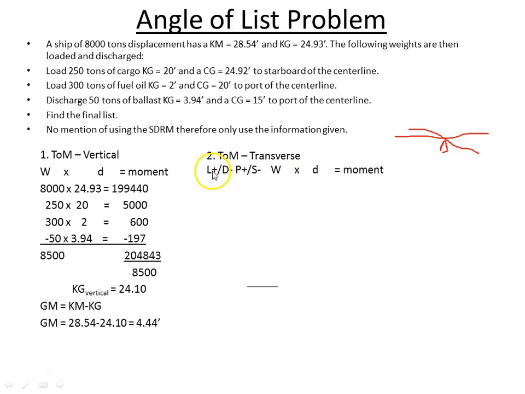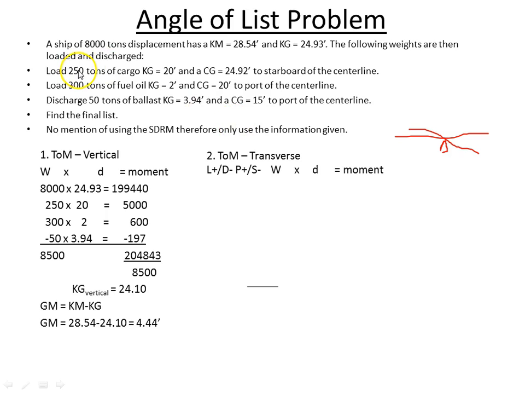If we load something, we're going to say that we have added weight. If we discharge something, we're going to say that we're subtracting weight. Now, we're also going to have to keep track of whether it's on the port side or the starboard side. There is a convention used in the United States: if a weight is on the port side, we give it a plus symbol, and if it's on the starboard side, we give it the minus symbol. Okay, so let's look at this.